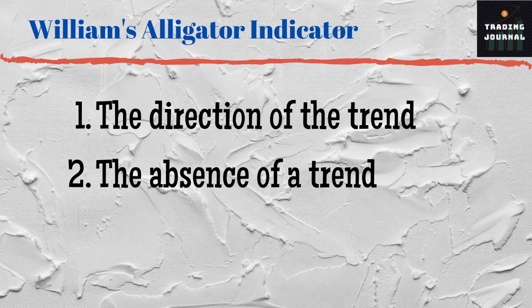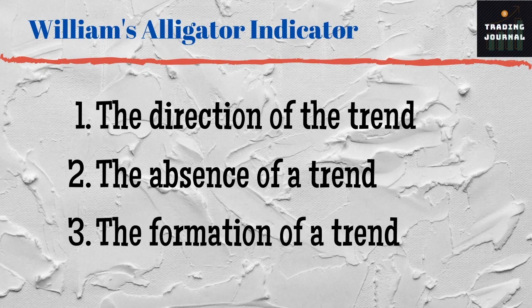Second, it shows us the absence of a trend. If the 3 lines are close to each other, and if they cross each other a lot, it means that there isn't a trend in the markets, and the market is not volatile. And last, it shows us the formation of the trend. If the lines are far apart from each other, and if the green line moves above or below the other 2 lines quickly, it indicates a trend might be starting.